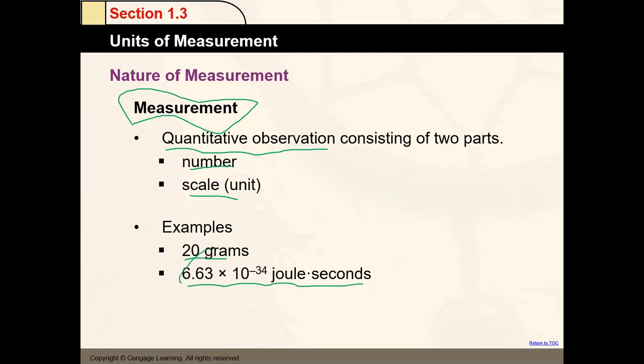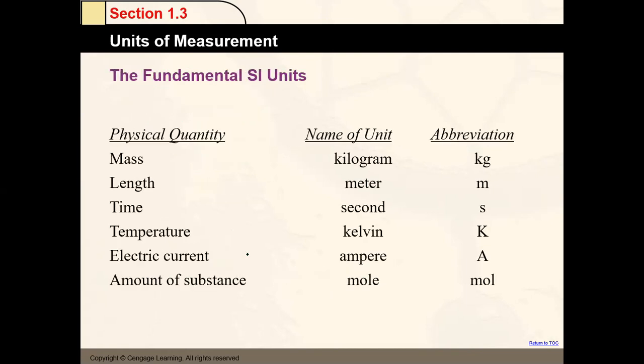We don't know that yet. Joules is a unit for energy, and this is time. Grams is mass, right? So different units. Here are some from the international system. SI stands for international system. It's just in a different language, that's why it's SI, but SI is international system units.